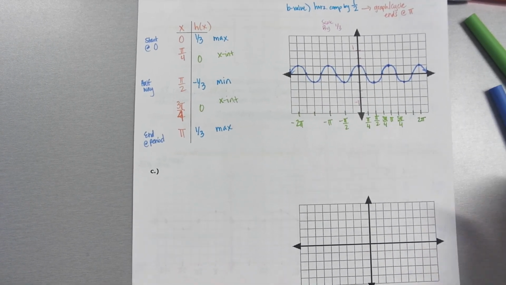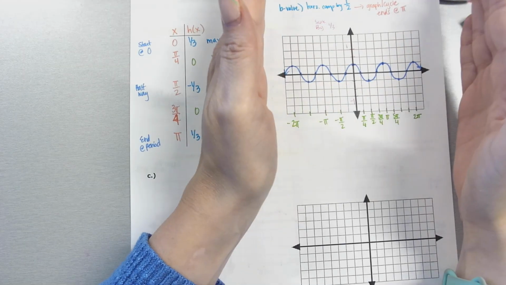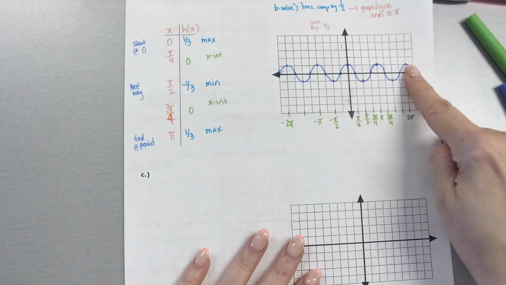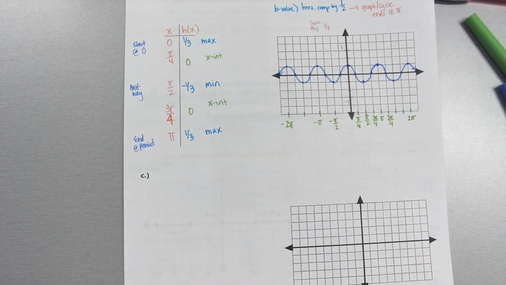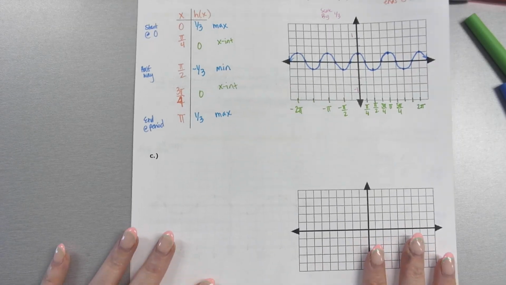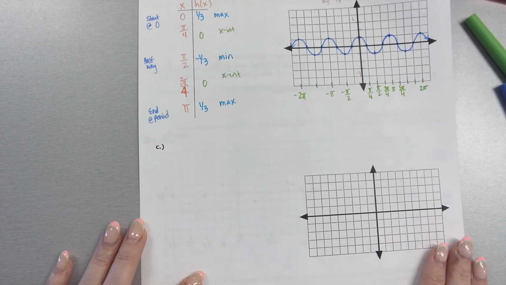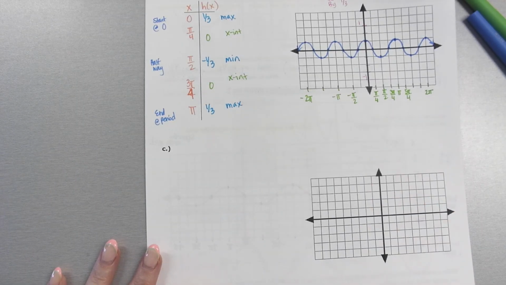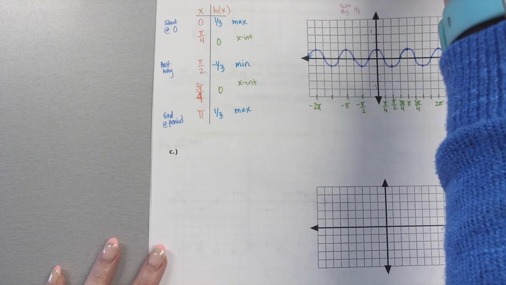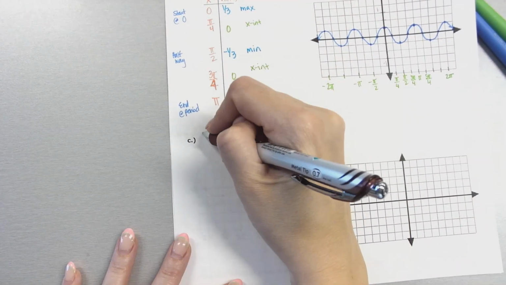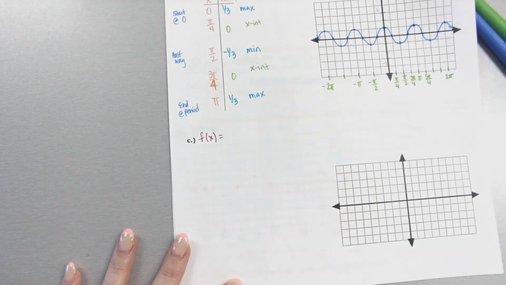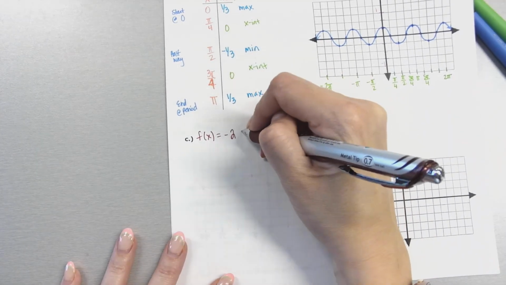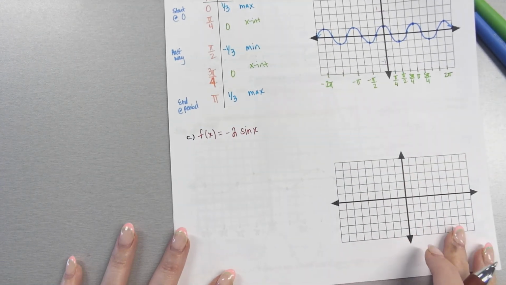Okay, so remember how there's a horizontal compression? So when you're compressing it together, you'll get more waves if you use the same scale. Okay, but you can kind of manipulate your scale so that you can graph it easier. All right, now the last one we're going to do is going to be a little different. So we have f of x equals -2 sine of x.